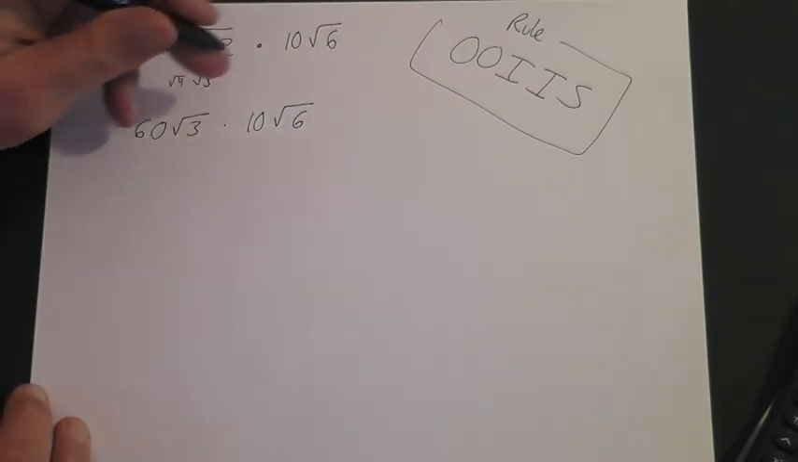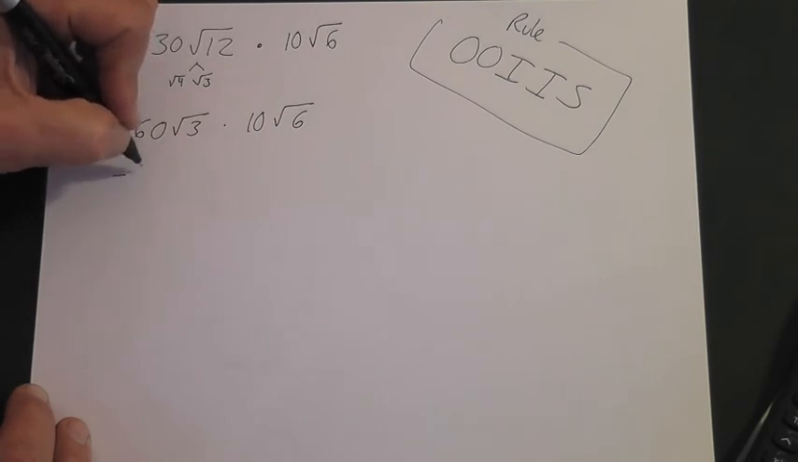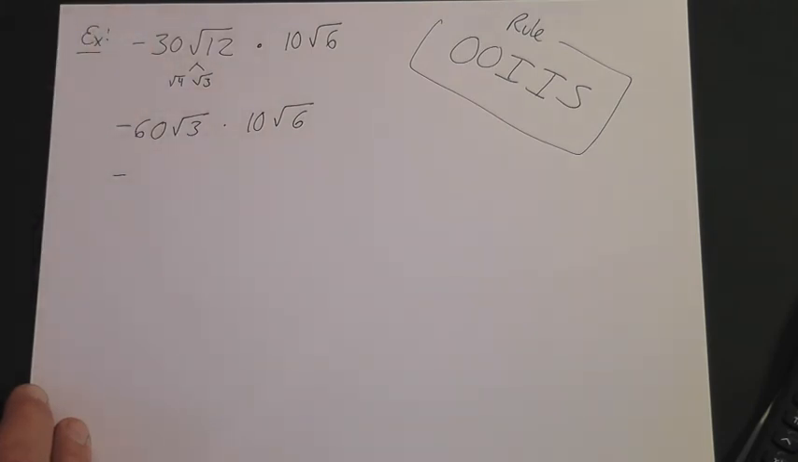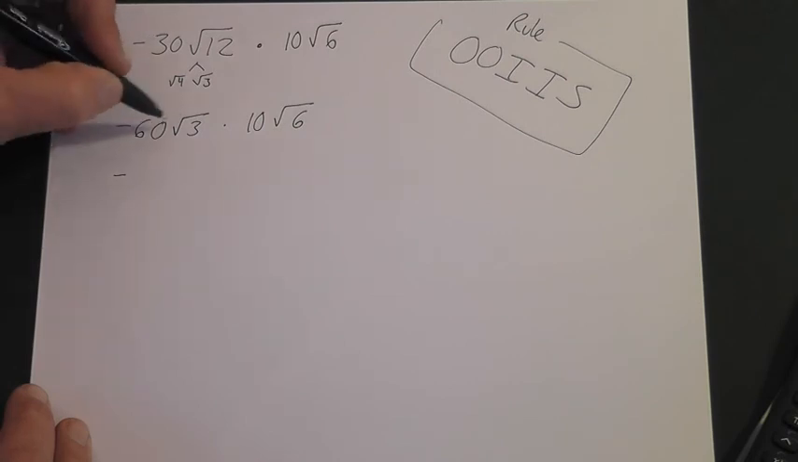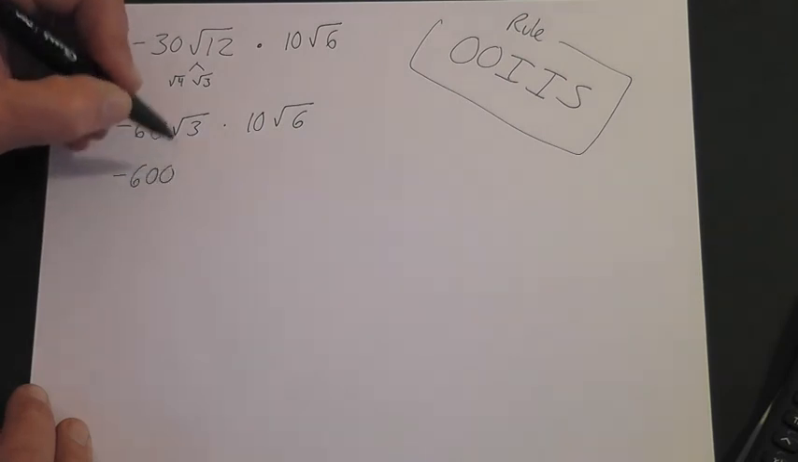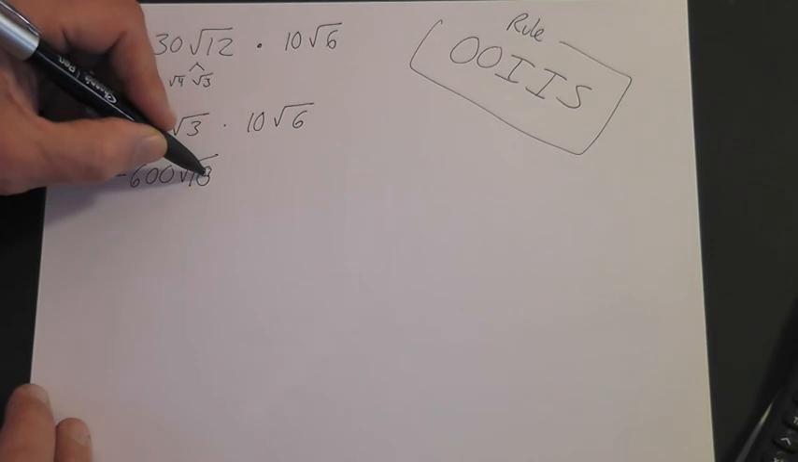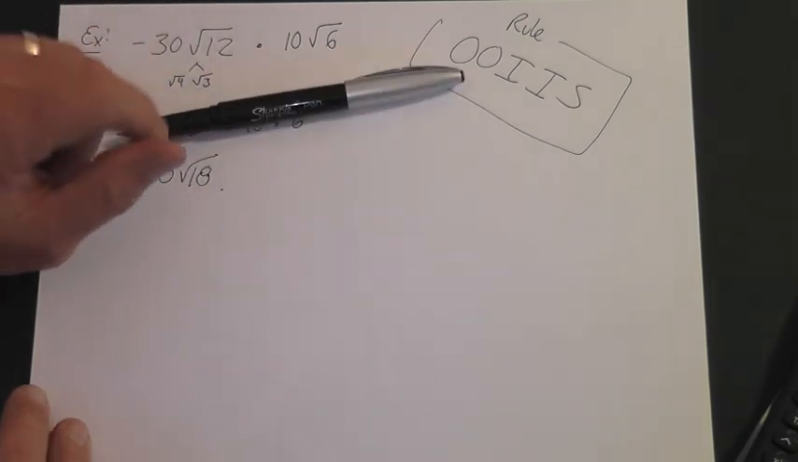Now you go minus 60 times 10 is minus 600. I wrote down the problem wrong. So anyway, that's a different problem actually. Minus 600 square root of 18. We'll stop it there.